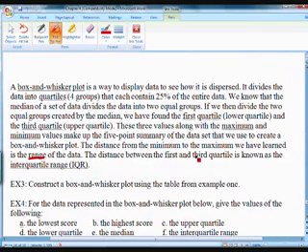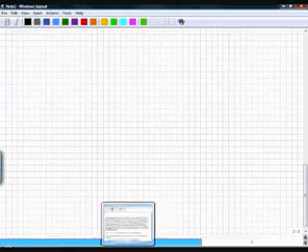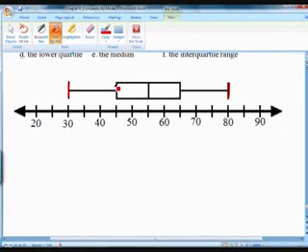The distance between the first and third quartile is known as the interquartile range. What's the first and third quartile? What does that mean? This is the first quartile. This is the third quartile. The distance in your box there, that's known as the interquartile range. Again, first quartile and third quartile are just names for those.